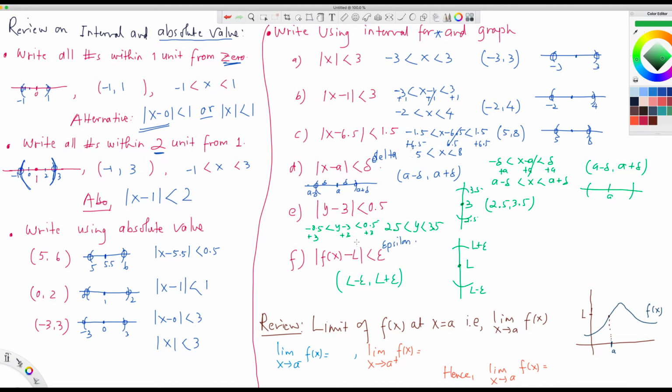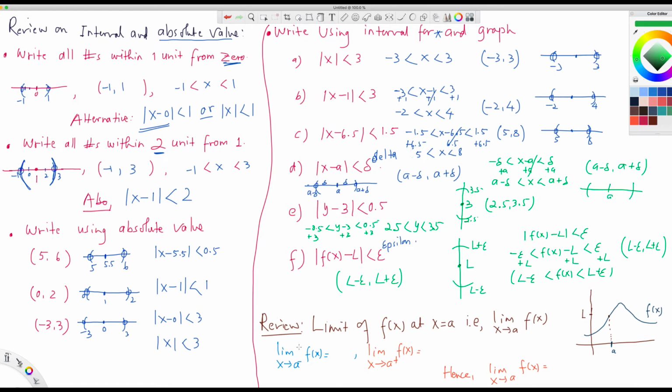You see that? Or if you were to do the math for this, what is given is absolute value of f of x minus L is less than epsilon, right? So how do I get rid of that? You do negative epsilon is less than f of x minus L is less than positive epsilon, add L on all sides, plus L. You get L minus epsilon is less than f of x, or y, right, is less than L plus epsilon. So in other words, this is the same as L minus epsilon comma L plus epsilon. So this is how you can convert interval into absolute value and absolute value into interval.